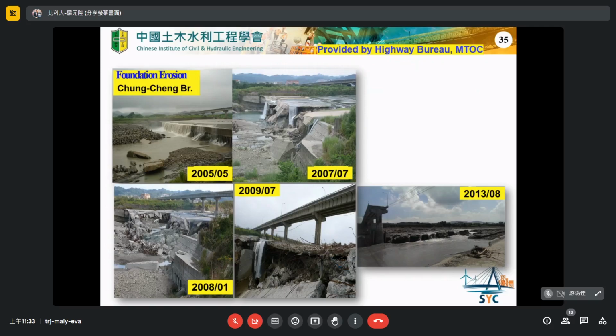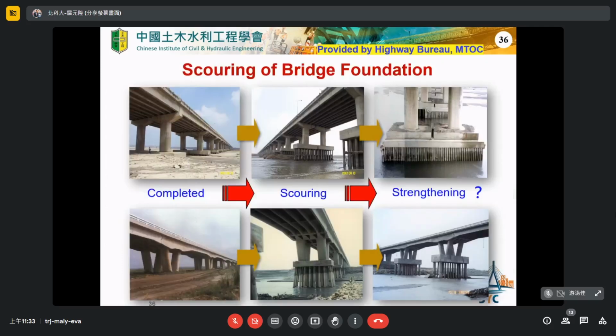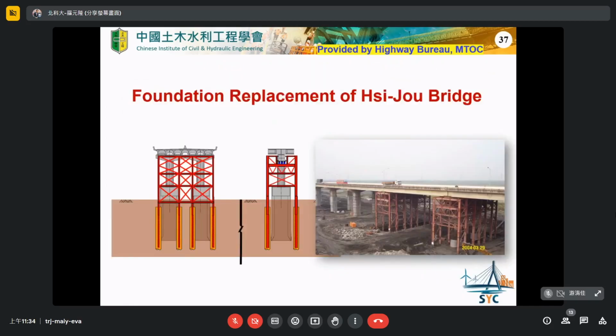So you can see the erosion situation is very, very important for the bridge engineer to consider in the design stage. Okay, so as you can see, this is the real case when the bridge was completed and open to the traffic. And a few years later, the scouring depth becomes serious. And then how to do the strengthening is very important. I will just take an example of the Xizhou Bridge. Because the scouring depth is very serious, we use foundation replacement work to do it.